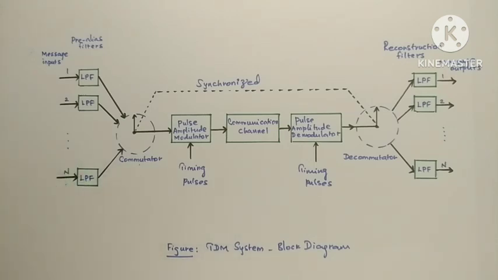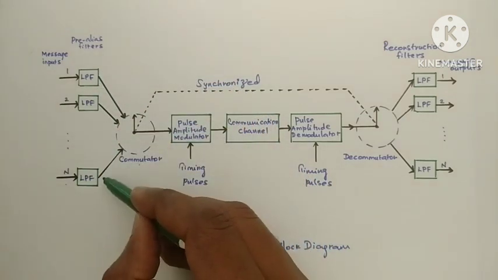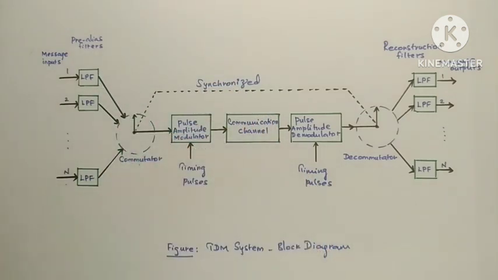This low pass filter is a pre-alias filter. It will remove the non-essential frequencies of the incoming signal and allow only the essential frequencies which are required to represent the particular message signal. The output of these low pass filters is then given to the commutator.